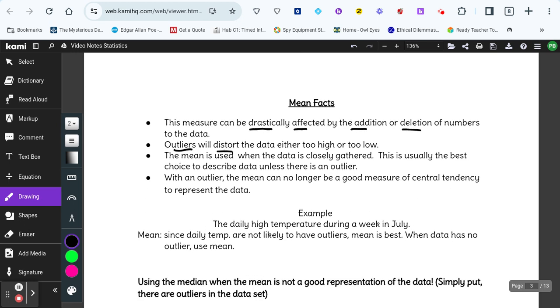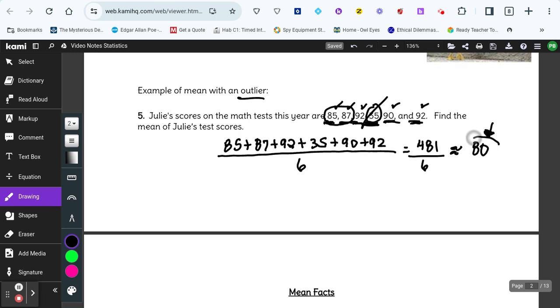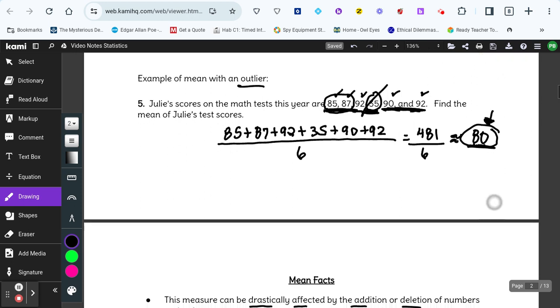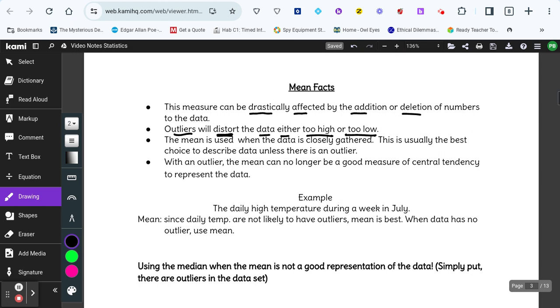Outliers will distort the data either too high or too low. It's going to make it look like most of Julie's test scores were around the 80, when I can clearly see most of her scores were not around a low B, almost a C. None of them were. Okay. But to distort means it's invalid. It doesn't really represent what Julie scored or the actual data.